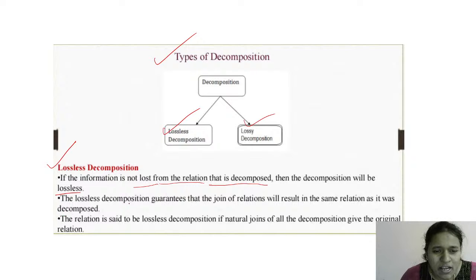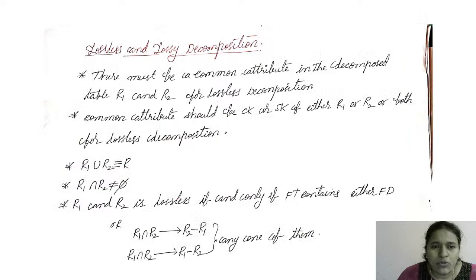The lossless decomposition guarantees that the join of the relations will result in the same relation as it was before decomposition. Lossless means if we combine the decomposed relations, we will get the original relation. The relation is said to be lossless decomposition if the natural join of all the decomposed relations gives the original relation. That is called lossless decomposition.